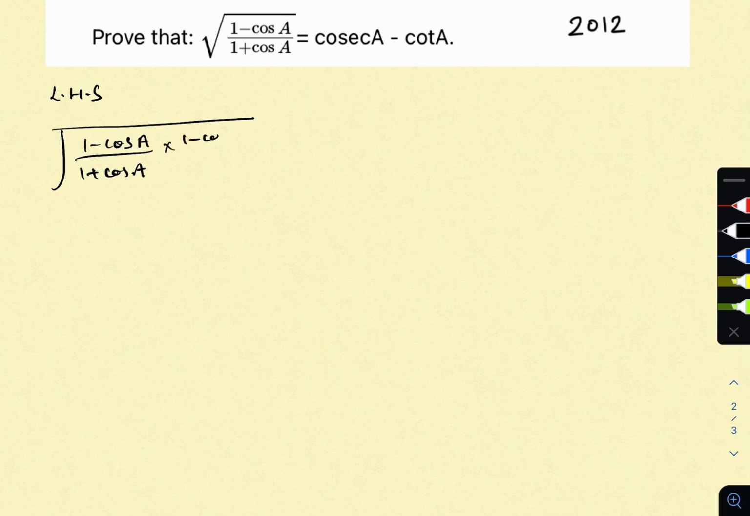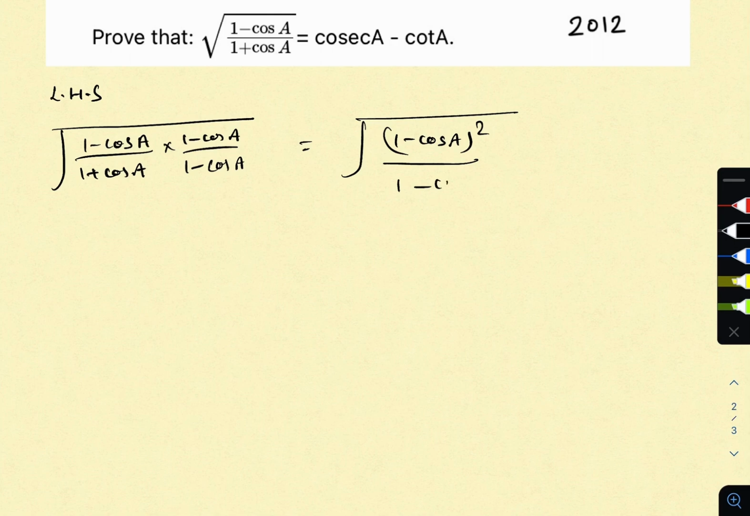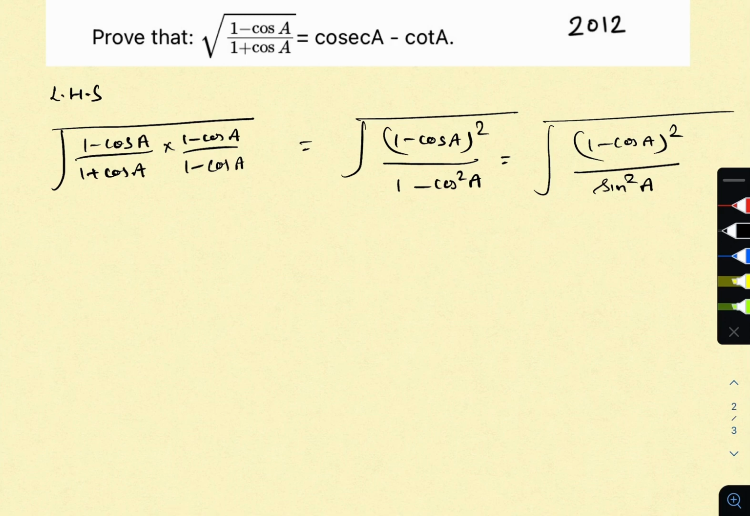So now it will be 1 minus cos A upon 1 plus cos A, multiplied by 1 minus cos A. Now here again it will be 1 minus cos A whole square, and the denominator, A plus B, A minus B, means 1 square minus cos square A. This equals 1 minus cos A whole square upon 1 minus cos square A, which is sin square A. Again we will apply the square together in the numerator and the denominator. It will be 1 minus cos A upon sin A whole square.